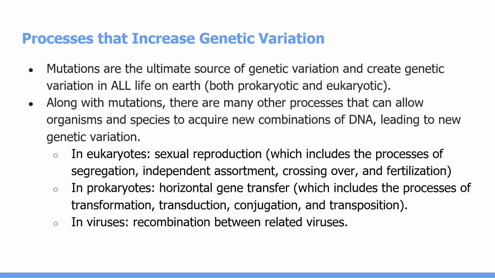So, in eukaryotes, sexual reproduction, the process to create the gametes, involves segregation of the chromosomes, independent assortment of the chromosomes, crossing over of homologous chromosomes, and finally the fertilization between two gametes. In prokaryotes, horizontal gene transfer includes the processes of transformation, transduction, conjugation, and transposition, and we'll go over all of that. And finally, in viruses, recombination between related viruses is possible.